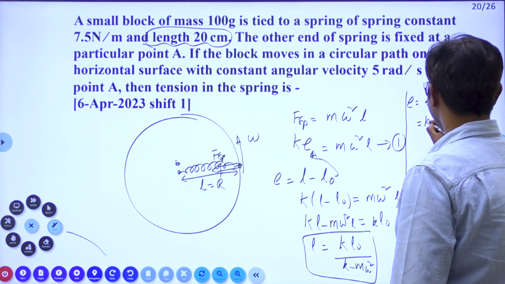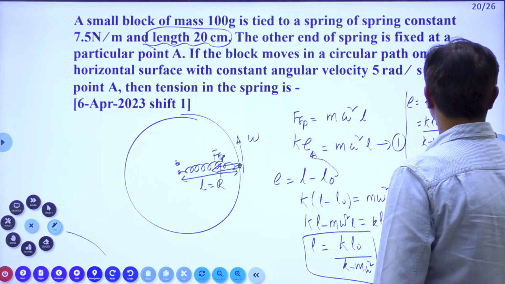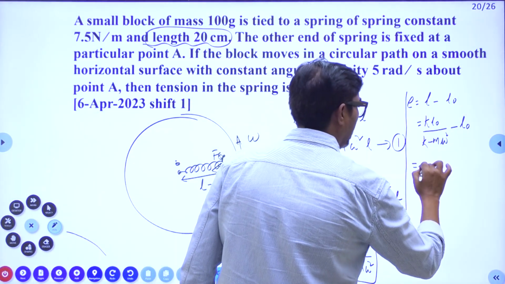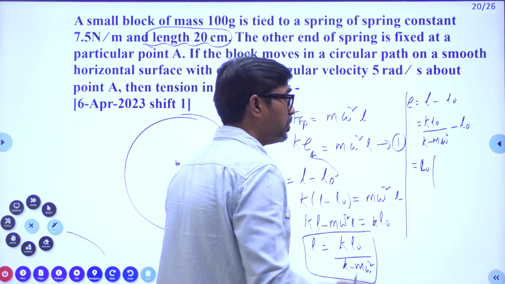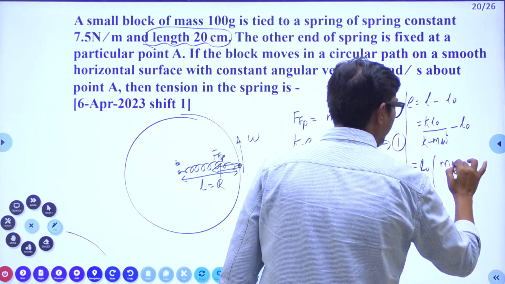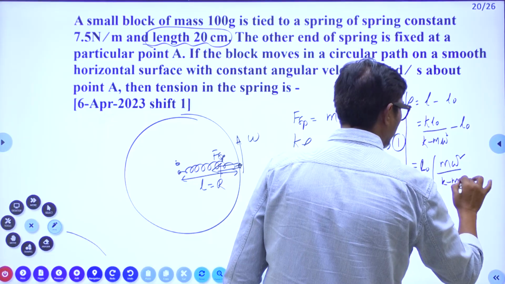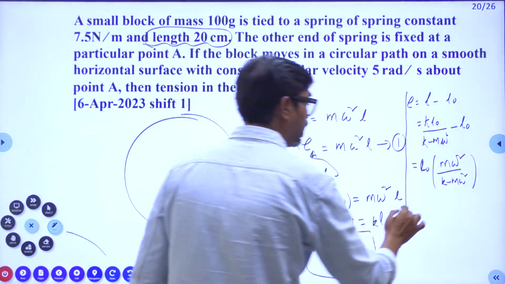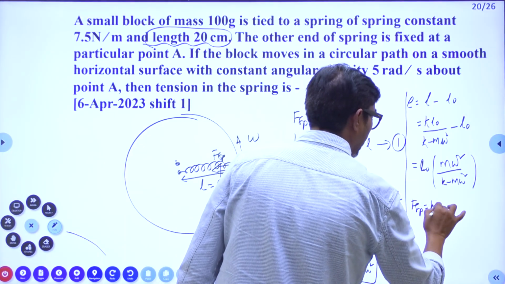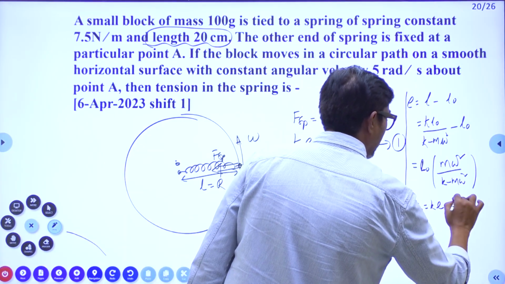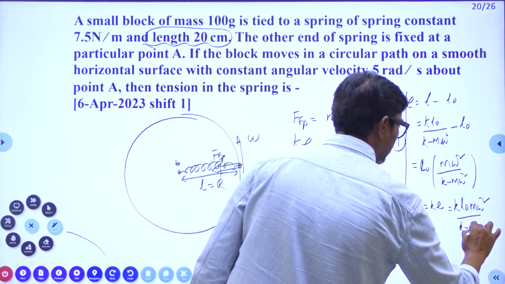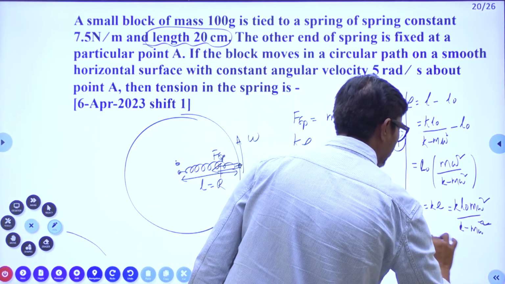So that is K L naught divided by K minus m omega square, minus L naught. If I take L naught common and then take the LCM, K will get cancelled out. You will get m omega square divided by K minus m omega square. That is the elongation. Once I have the elongation, I can find the spring force. Spring force is nothing but K into elongation. So that will be K into L naught into m omega square divided by K minus m omega square. That is the expression I am getting.